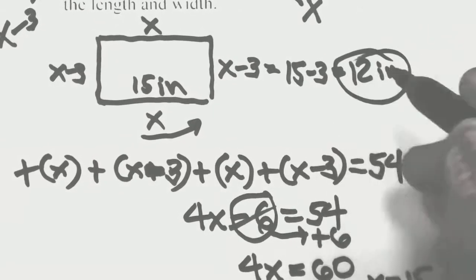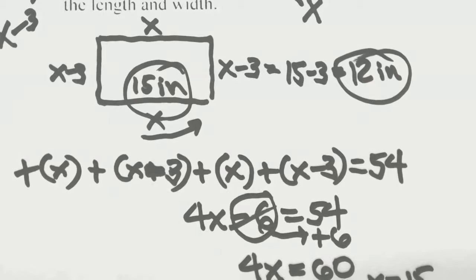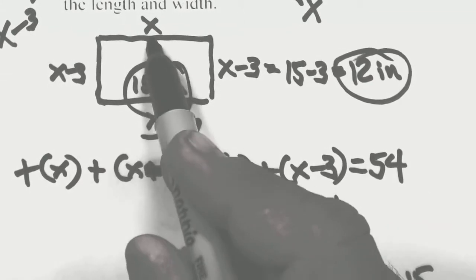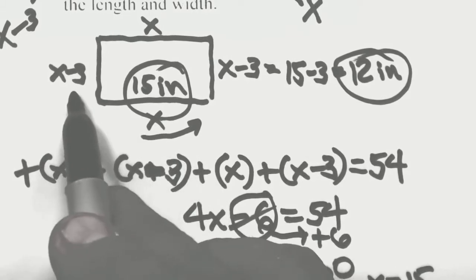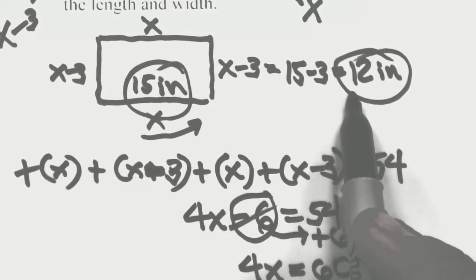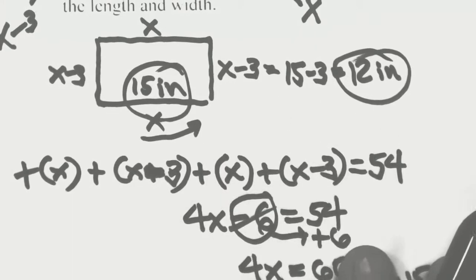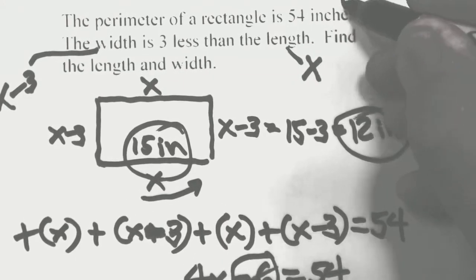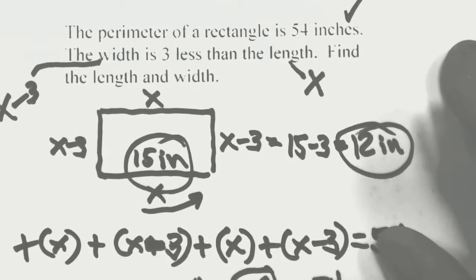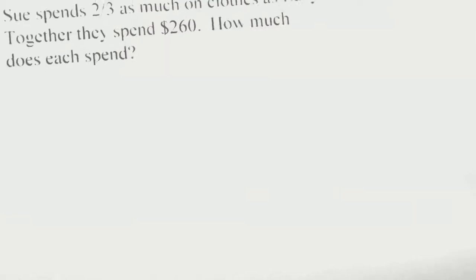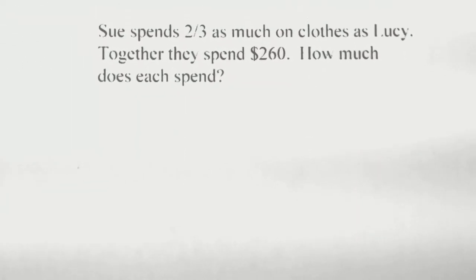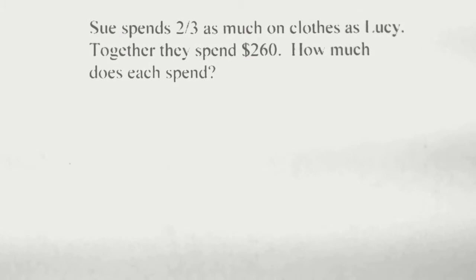Now, be sure that you put the units on these. Word problems that have units like this, it's important to do that. Now, here it is. We'd have two of these 15s, which would be 30, and two of the 12s, which would be 24. 30 plus 24 does indeed equal the 54 inches that this problem required, so we can tell that we're correct.